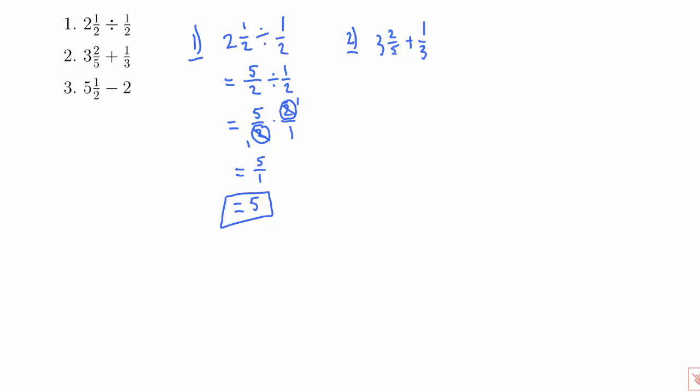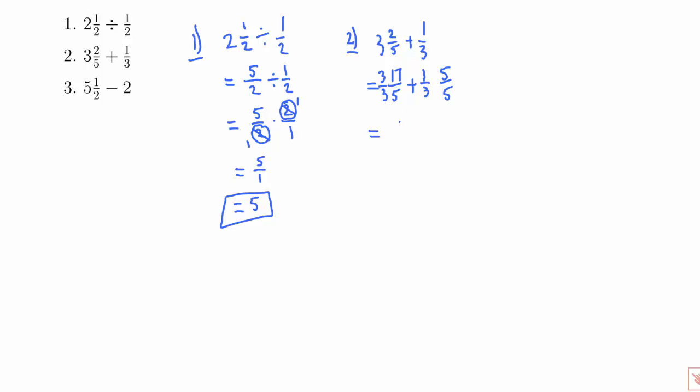So 3 times 5 is 15, plus 2 is 17. So that's 17/5 plus 1/3. Now notice that you do not have a common denominator, which means you need to convert it to fractions that have a common denominator. And the common denominator is 15, which means I need to multiply both the numerator and denominator by 3 for the first fraction, and both the numerator and denominator by 5 for the second fraction.